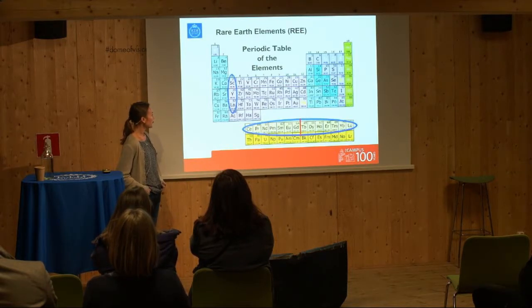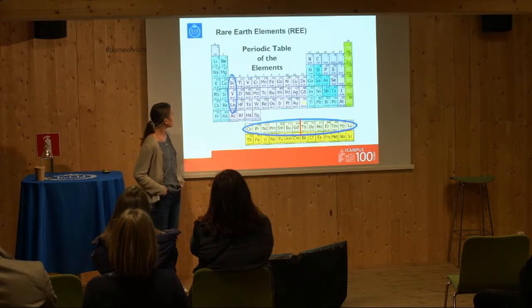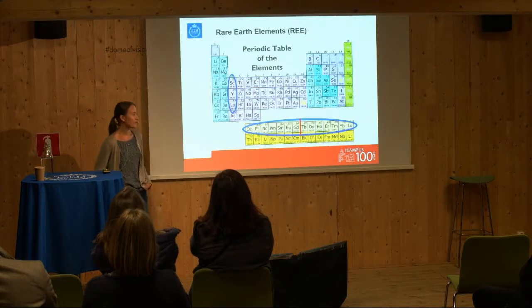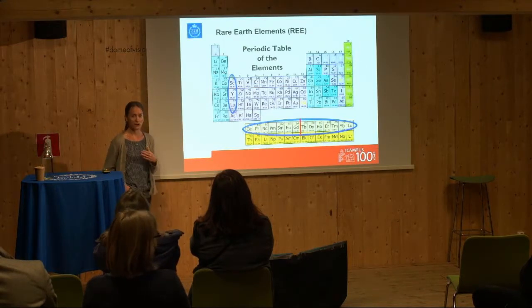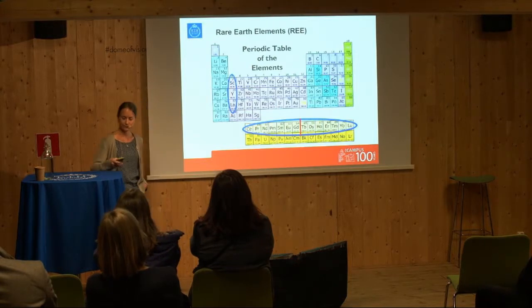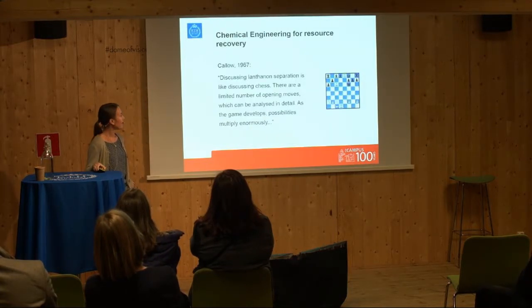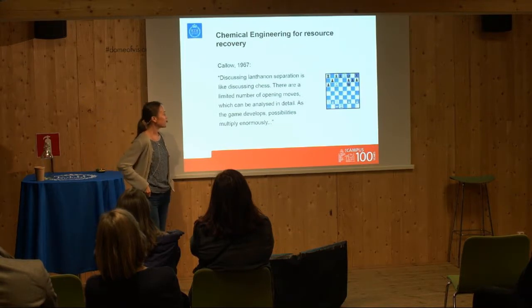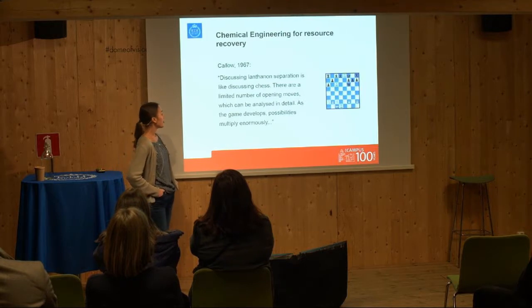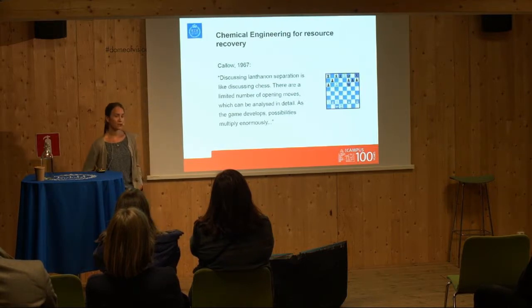All these elements are grouped together because they have very similar properties. They all form trivalent ions in aqueous solutions. And the ionic radius of these elements is very similar. So they have very, very similar properties, and thus it's very challenging to separate them from each other. Also, it is very challenging to know how to separate out the rare earth elements even as a group and other elements as well from a given waste material.